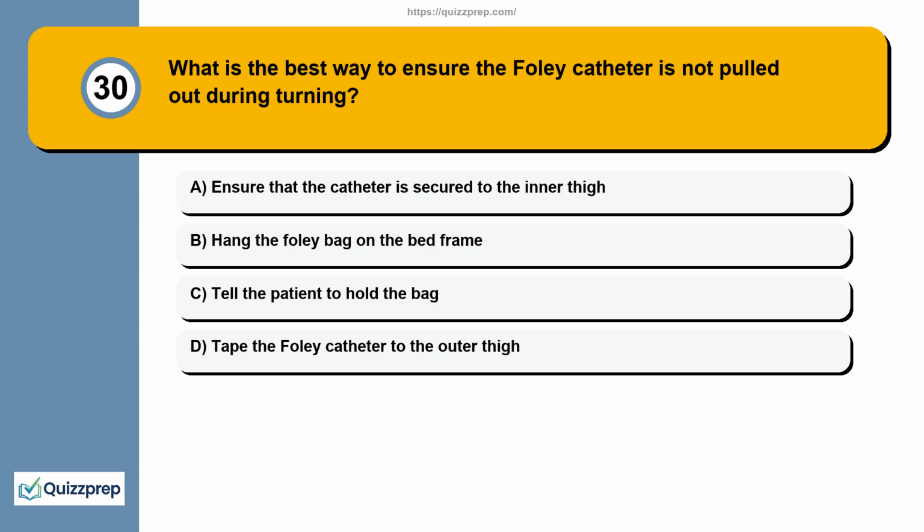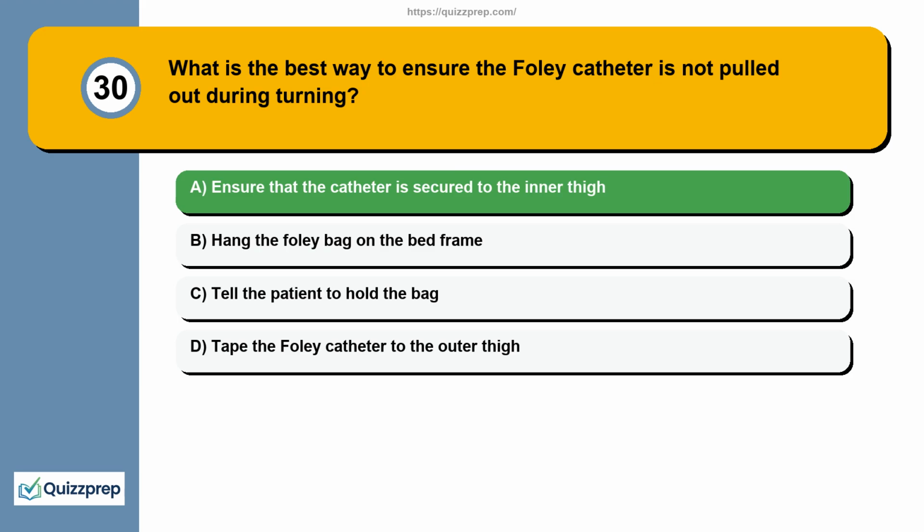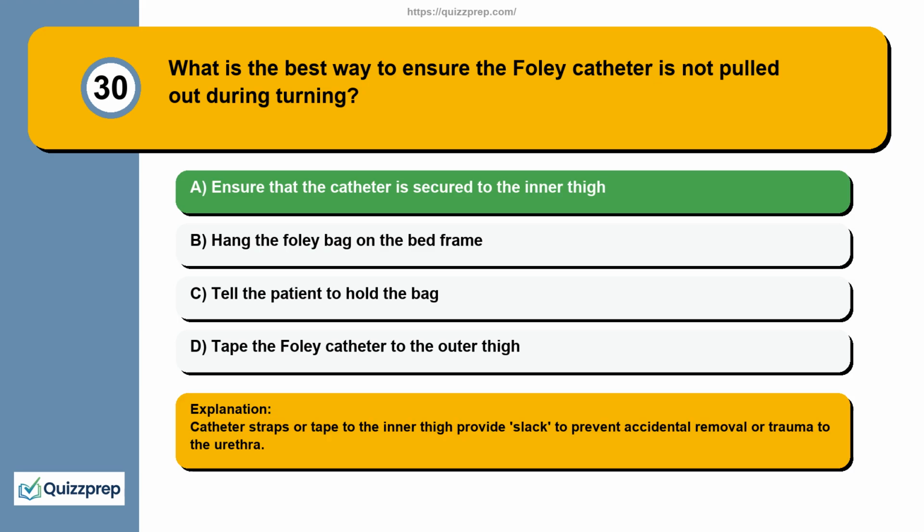Question 30. What is the best way to ensure the Foley catheter is not pulled out during turning? Ensure that the catheter is secured to the inner thigh. Hang the Foley bag on the bed frame. Tell the patient to hold the bag. Tape the Foley catheter to the outer thigh. Catheter straps or tape to the inner thigh provide slack to prevent accidental removal or trauma to the urethra.